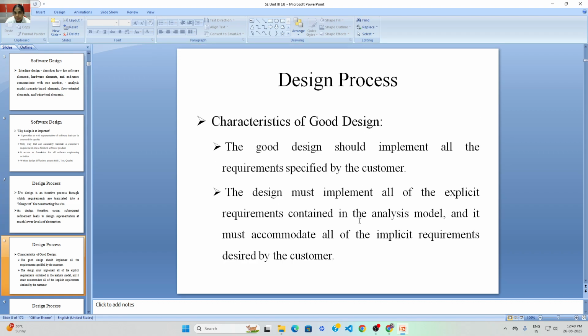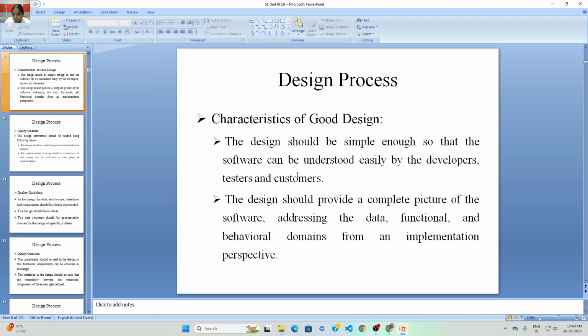Next, in the design process, what are the characteristics of good designs? The good design should implement all the requirements specified by the customers, and the design must implement all the explicit requirements contained in the analysis model. It must accommodate all the implicit requirements. Good design should implement all the requirements specified by the customers. Then design must implement all the explicit requirements contained in the analysis models.